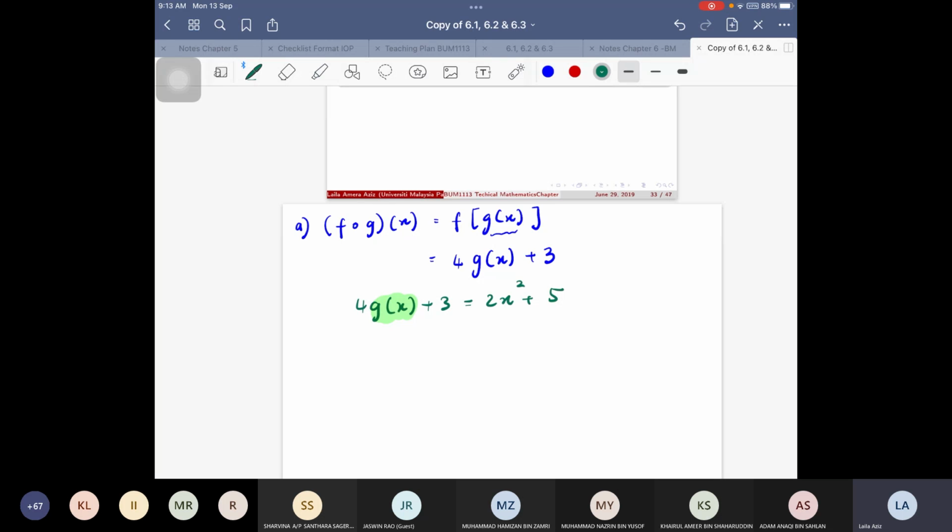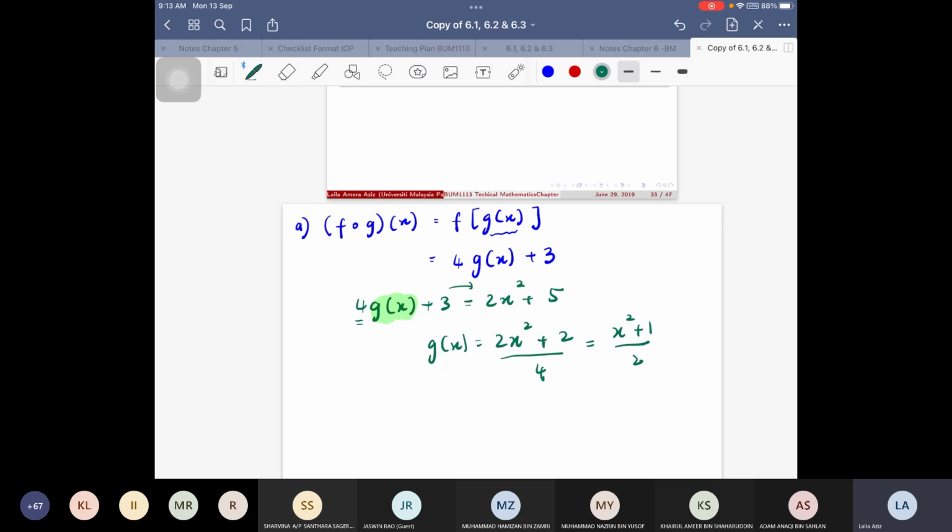Kita pun simplify lah kiri kanan. So 3 bawa ke belah sana. So kita akan dapat g(x) adalah bersamaan dengan 2x square tambah, so 5 tolak 3 dapat 2. And 4 ni kita pun bawa ke belah sana. So darab, so dia akan jadi bahagi. Ataupun kalau kita simplify, so kita akan dapat x square tambah 1/2. So this is going to be our function g(x).